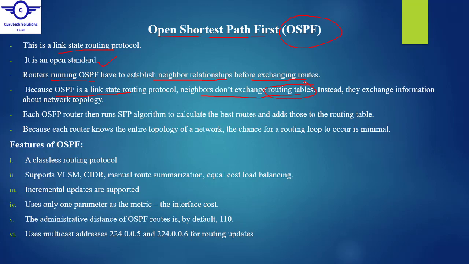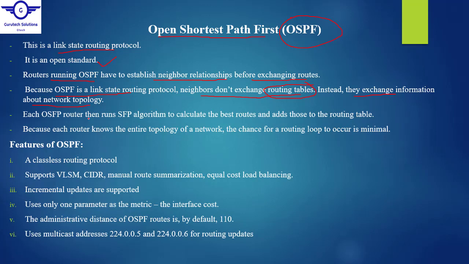Remember, in the case of RIP, the routers exchange the entire routing tables as an update. But instead, they exchange information about the topology. Very important: they don't exchange the entire routing table. What they do is exchange the information about the network topology.